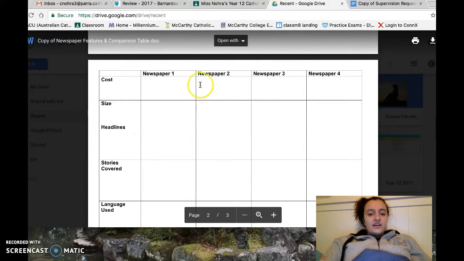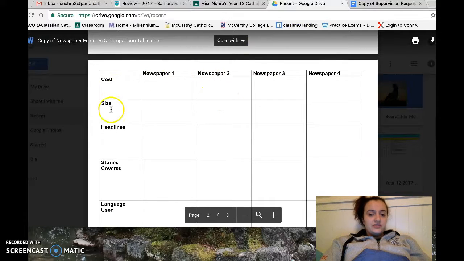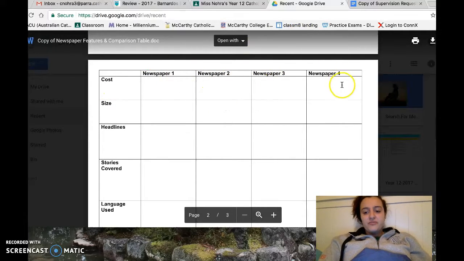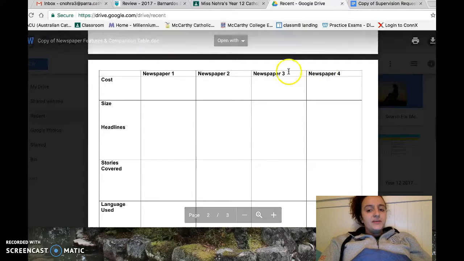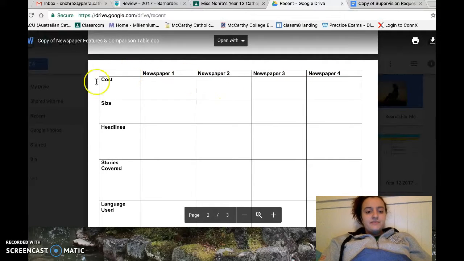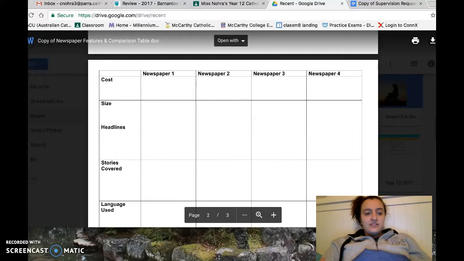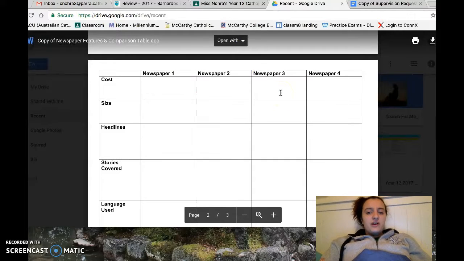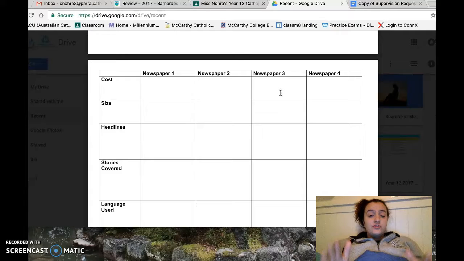Once you've done that for each of the 4 newspapers, your job is to share it with me or take a photo of it so I can see it over the weekend and email it to me. It's cnohra3@para.catholic.edu.au. Oh look, it's there in the corner.